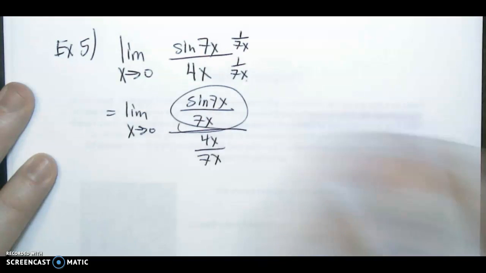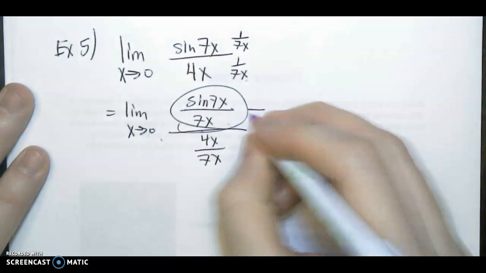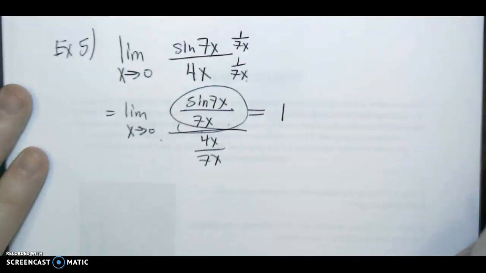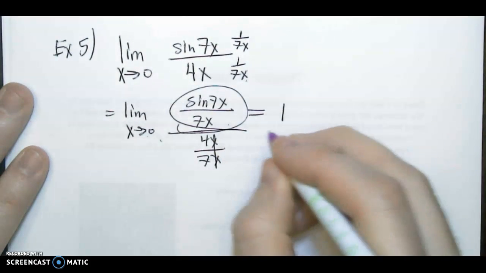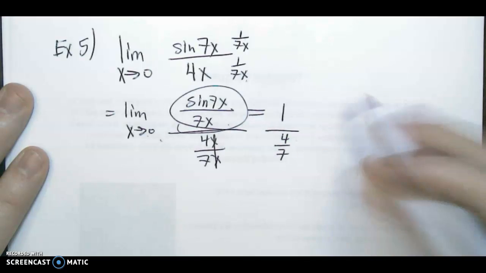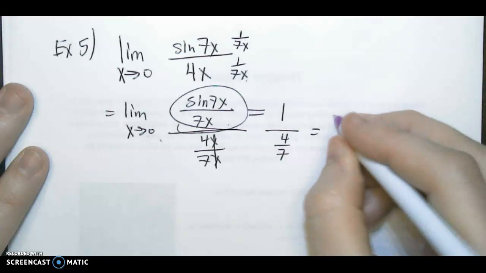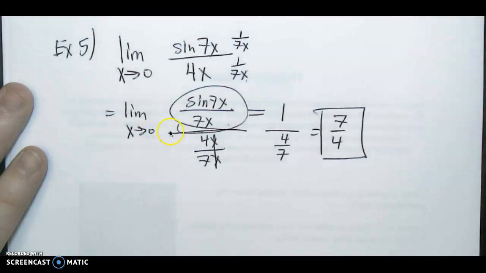Now this property is what we just saw. The limit as x approaches 0 for this is 1. And then down here, the x's reduce, so you have 1 over 4/7. And then you have 1 divided by 4/7, which is 7/4, the reciprocal. So that would be the answer.